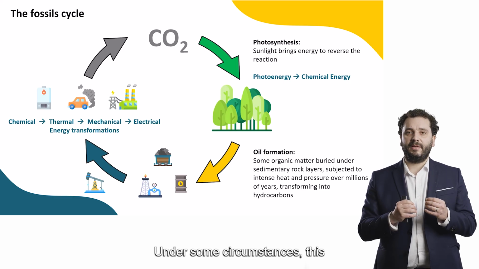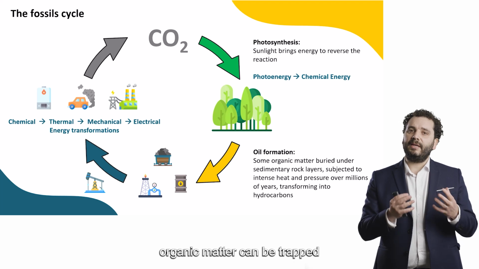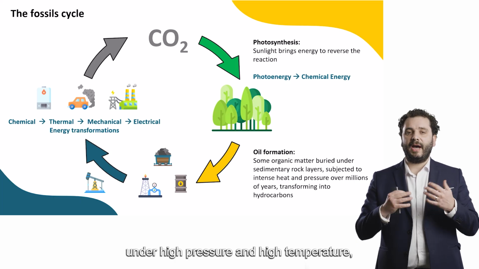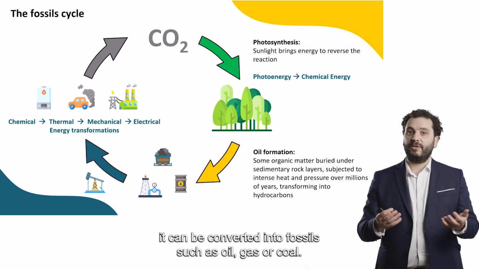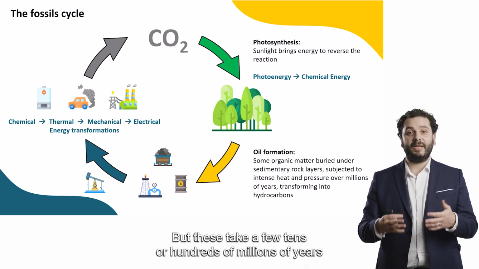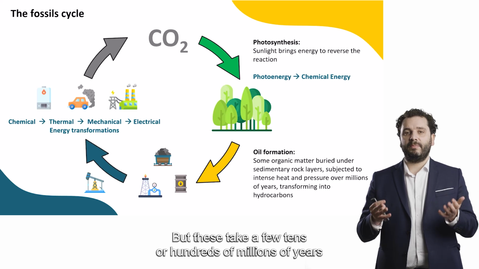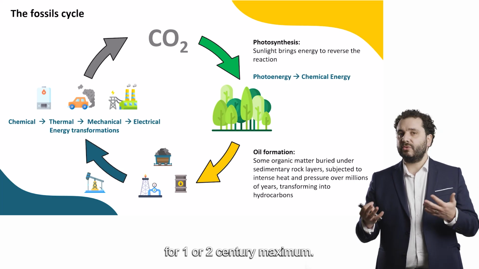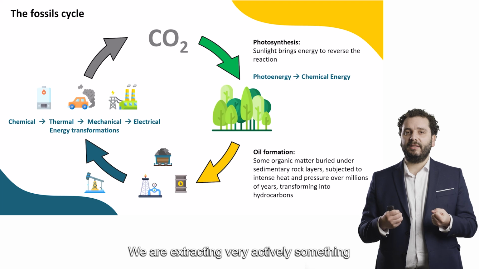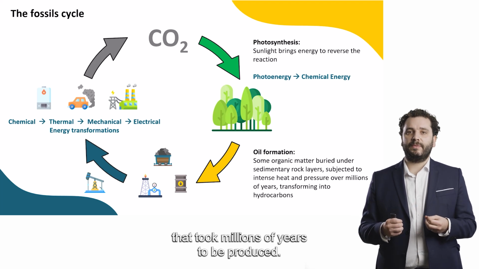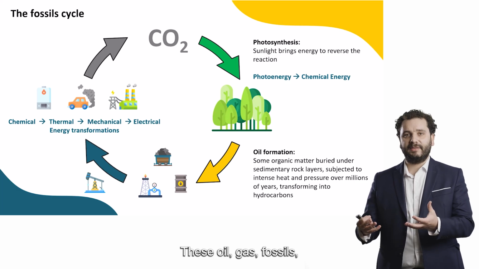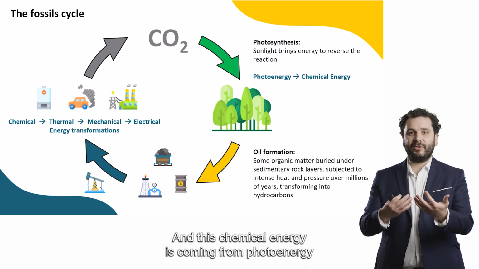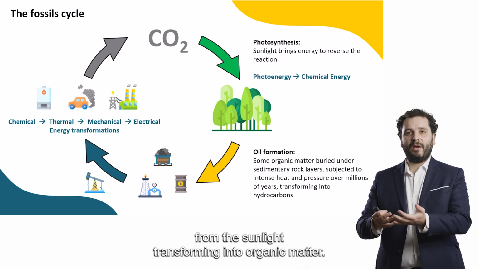Under some circumstances, this organic matter can be trapped in the soil, and after years and years, under high pressure and high temperature, it can be converted into fossils, such as oil, gas, or coal. But this takes few tens or hundreds of millions of years. And this is what we are extracting now for 1 or 2 centuries maximum. We are extracting very actively something that took millions of years to be produced. This oil, gas, fossils is just chemical energy that is trapped in the soils. And this chemical energy is coming from photoenergy, from the sunlight transforming into organic matter.